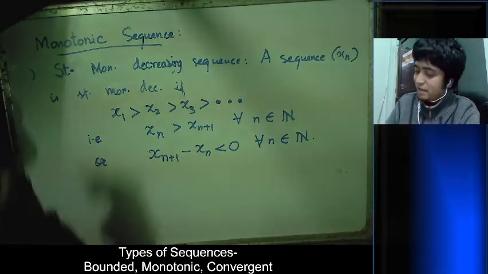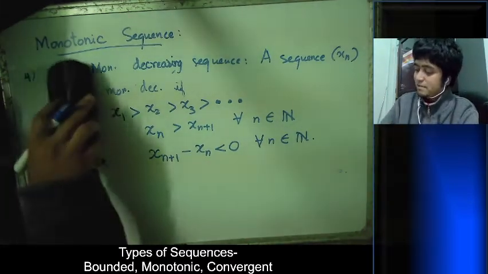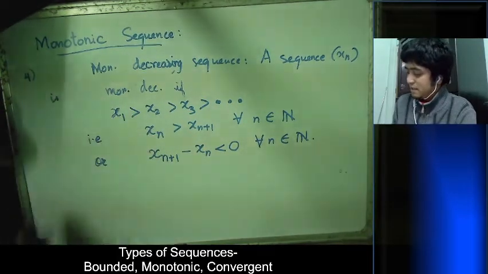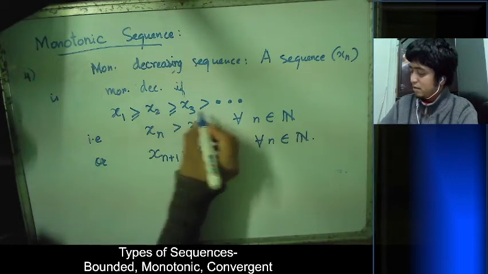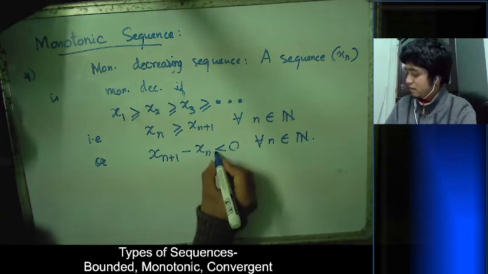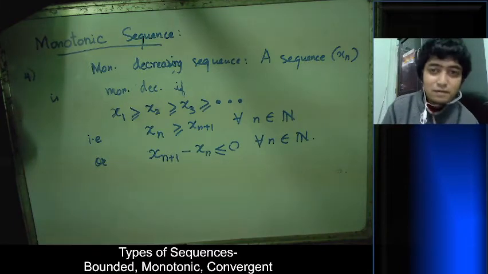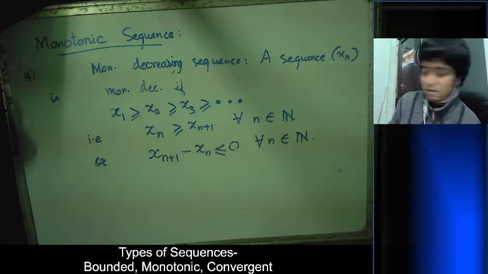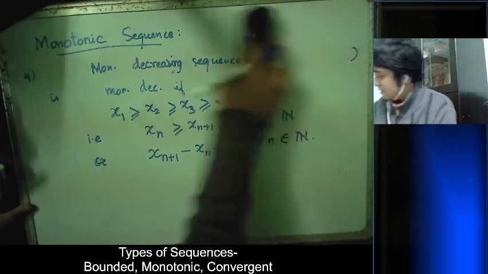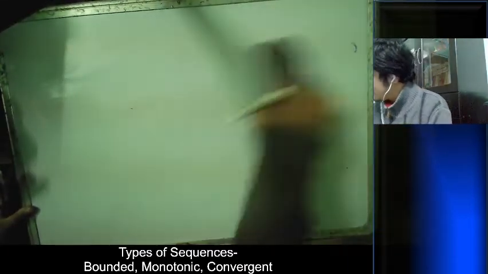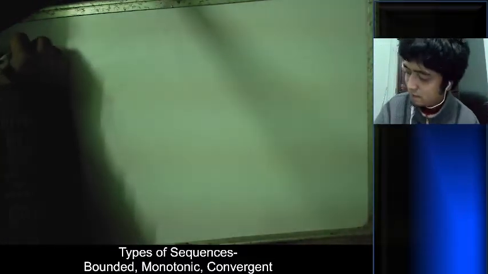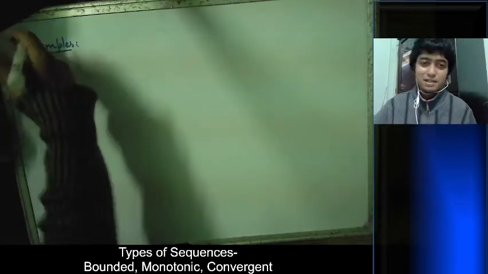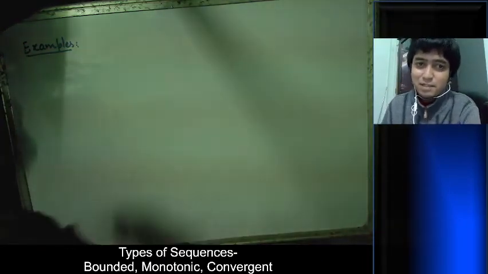Similarly, we can define number 4. We remove the strictly, and we can define only monotonic decreasing. It's just that now they can also be equal. Okay, so I will show examples. Let us take a look at examples. Again, we will do more examples, but these are the basic examples that you will need to understand.